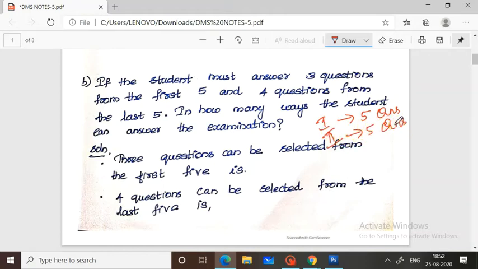In the first part, 3 questions are to be selected. In the second part, 4 questions must be selected. So how can we write the first step? 3 questions can be selected from the first 5, and nothing is said here about ordering. 5 questions are given, and we can select 3 of them. So from the 5 questions we select 3, that is 5C3. You can use a calculator, or you can write it without one: 5C3 is equal to 10 ways.